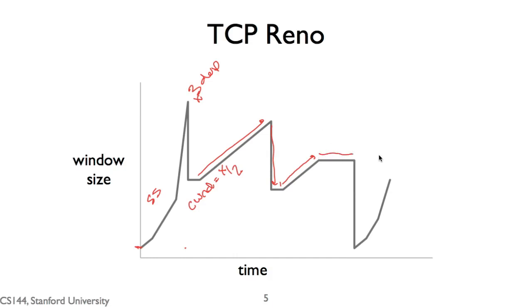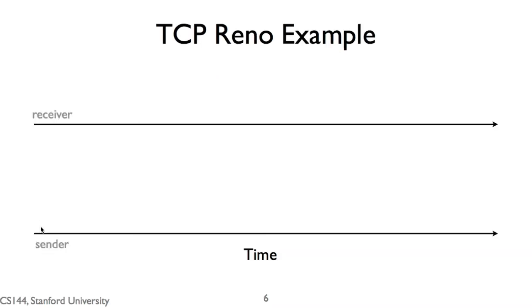Then here we have a timeout, and on a timeout, TCP Reno behaves in the same way, in that it says something has gone drastically wrong. I set my congestion window to be 1, and enter the slow start state again. So here we have slow start, congestion avoidance, timeout, and triple duplicate ACK. So this is how TCP Reno behaves. So let's walk through that.